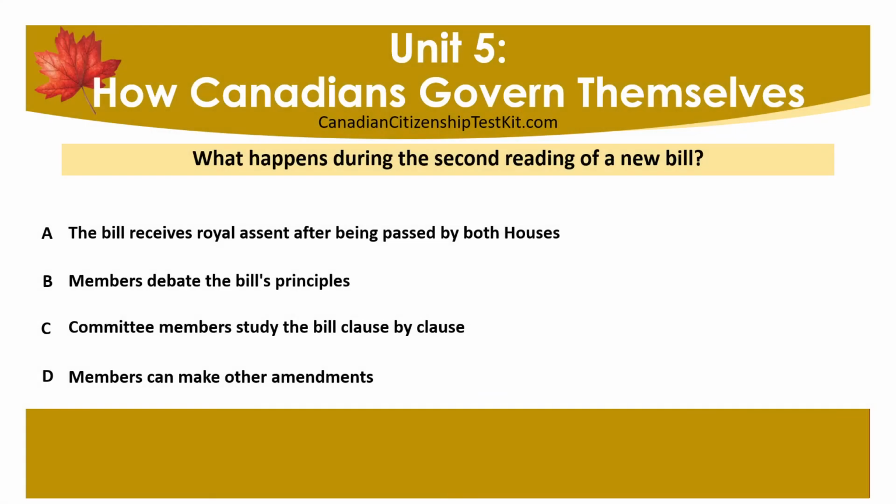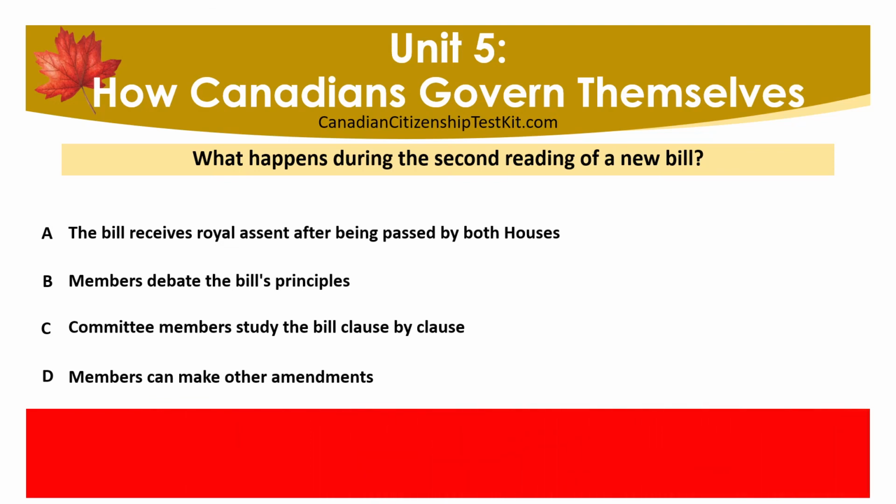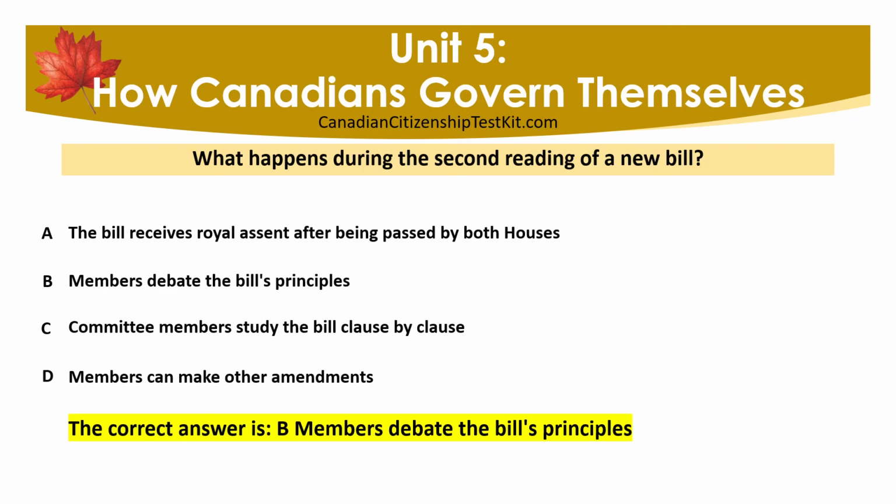What happens during the second reading of a new bill? A. The bill receives royal assent after being passed by both houses. B. Members debate the bill's principles. C. Committee members study the bill clause by clause. D. Members can make other amendments. The correct answer is B. Members debate the bill's principles.